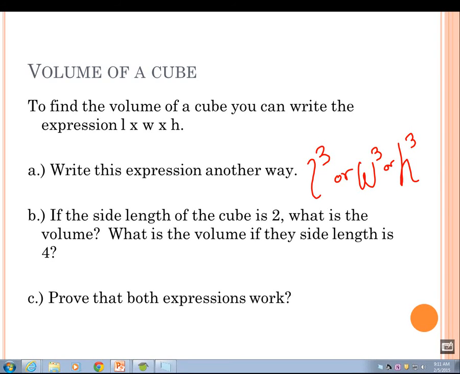Length cubed, height cubed. Width cubed. Yeah, because it's a cube. You take one side and you cube it. Right? All right, let's try with this.